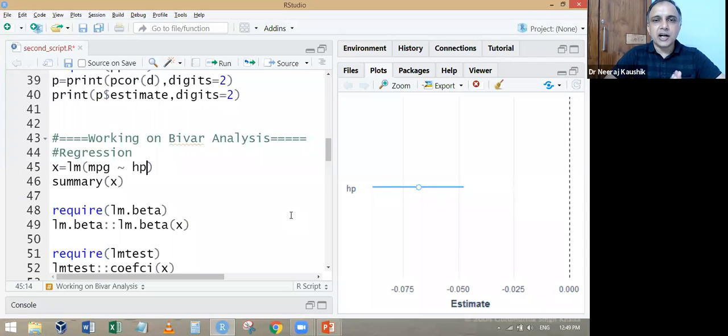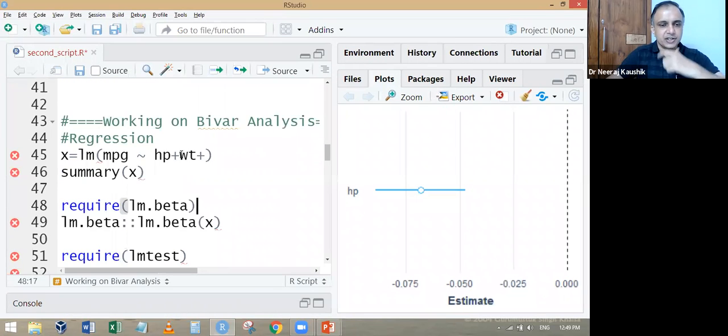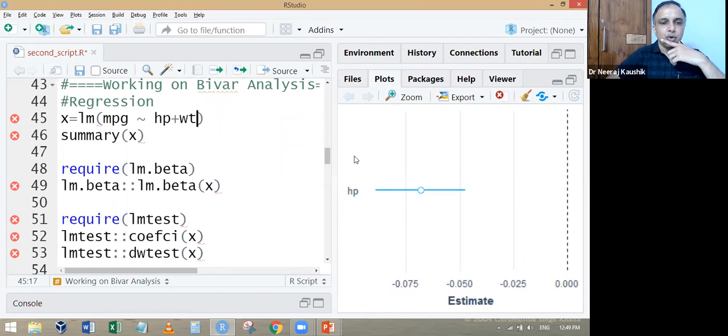Multiple regression in R is so simple. Simply add one more variable. Let me increase its size. What you need to do is simply write one more thing: lm, mpg depends on hp plus wt. It becomes a multiple regression.